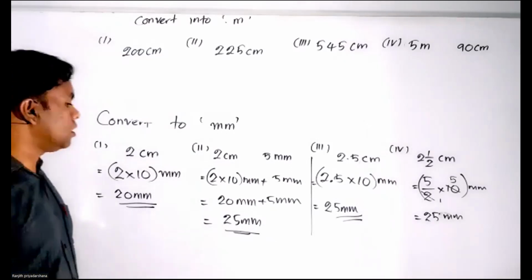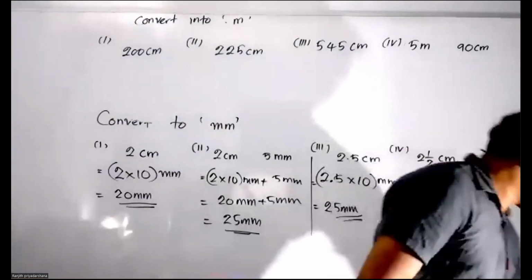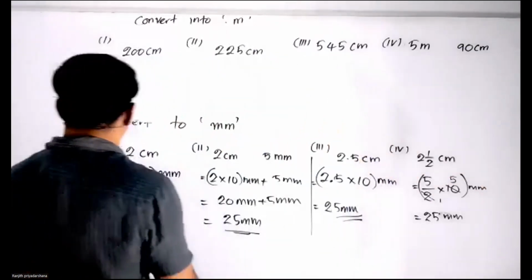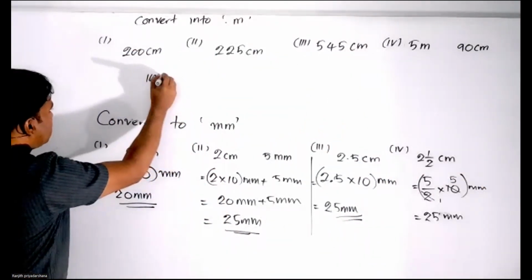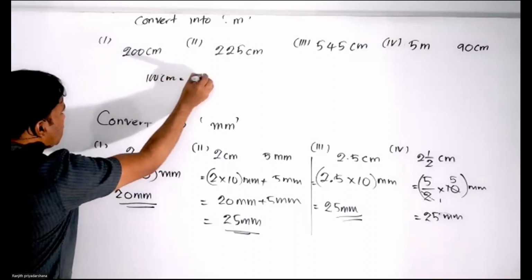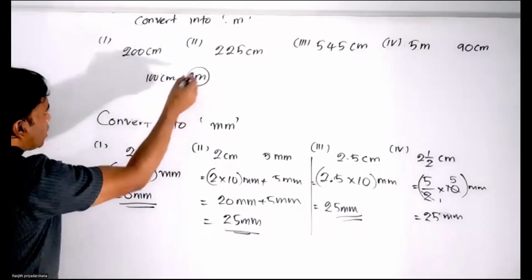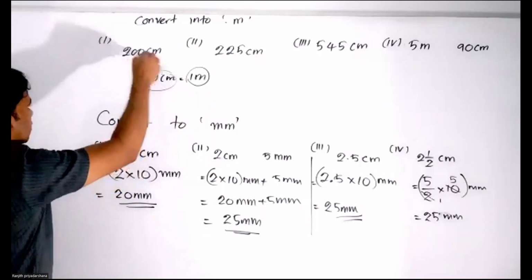Okay, 200 centimeters. Yeah, you have to divide that by how many hundreds here? Because you know that 100 centimeter equals 1 meter. So we can find how many hundreds of centimeters are inside this.